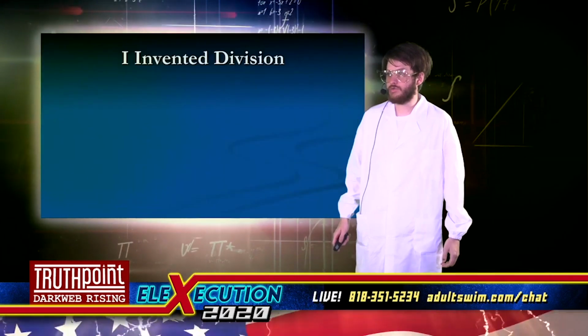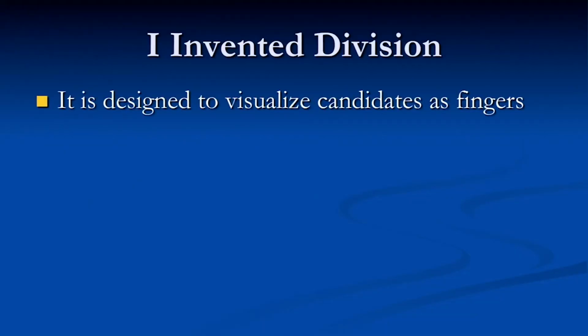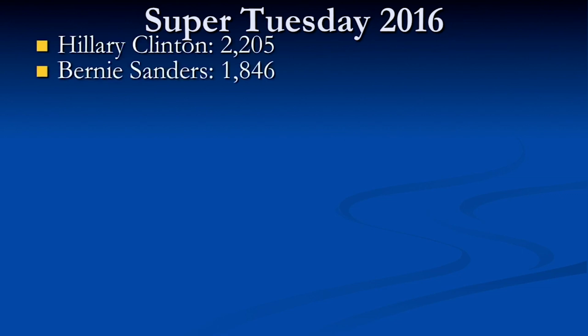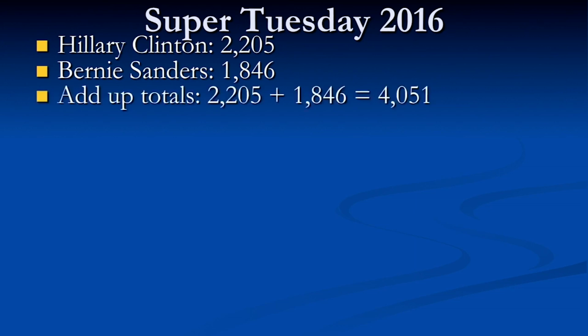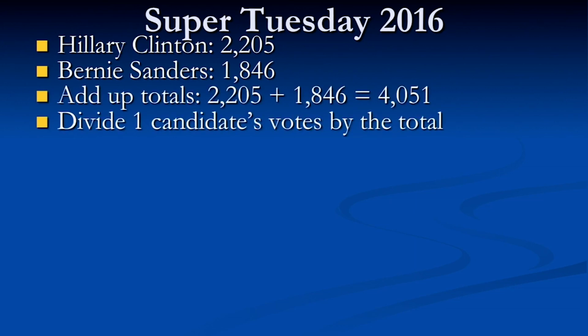So I'm now going to teach you about division, which I invented. It's designed to visualize candidates as fingers on Super Tuesday. So this is what it looked like in Super Tuesday 2016. Hillary Clinton had 2,205 delegates. Bernie had 1,846. You're going to add up those totals and get 4,051. Then you're going to divide one candidate's votes by the total, okay?